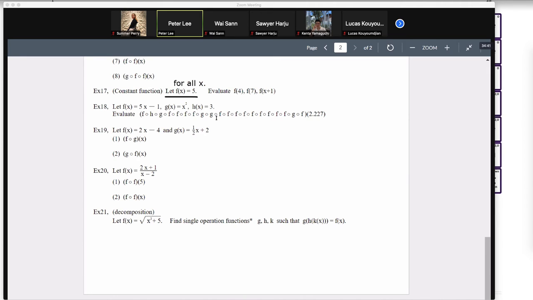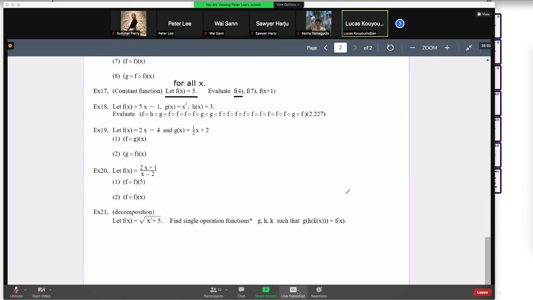Now let's look at this. Now f of x equals 5. Now evaluate f of 4. What is f of 4? Can you tell me what this is? Anybody out there? Anybody out there who's not sleeping?